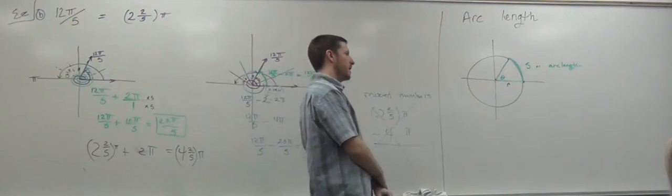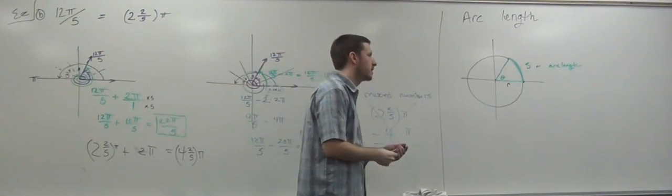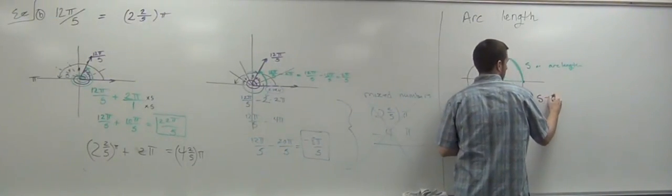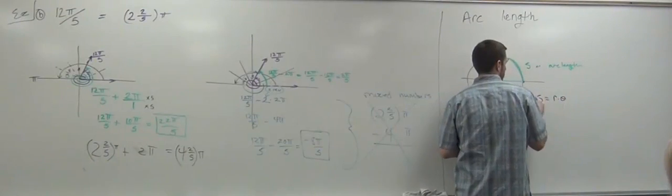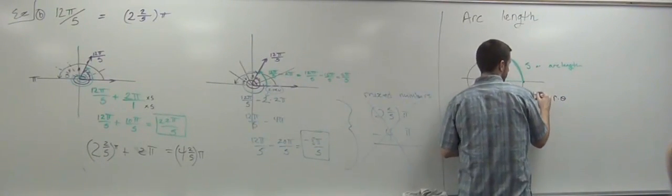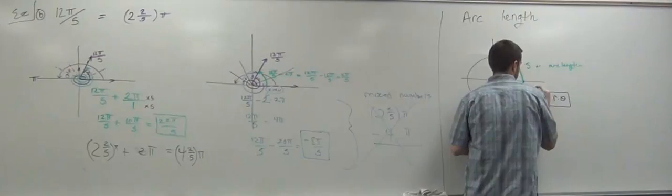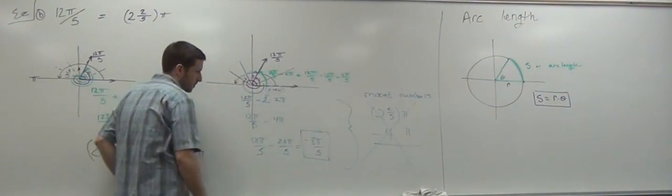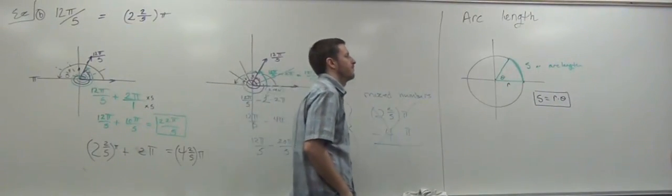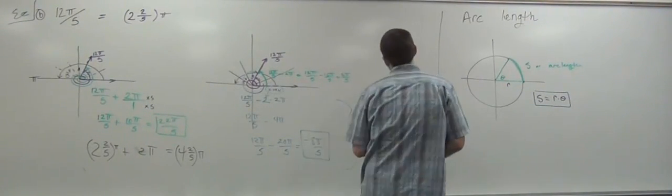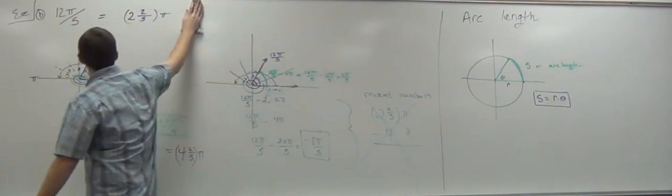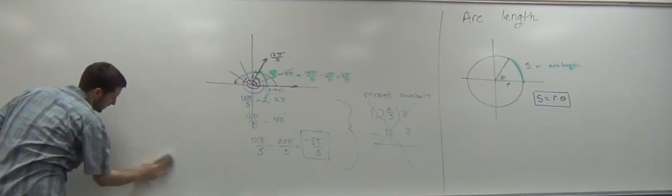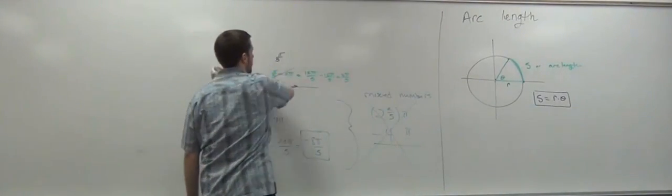The formula for the length of that arc is that s is equal to r times theta. In order for this formula to work, you have to be in radians. This formula is based on radian measure.